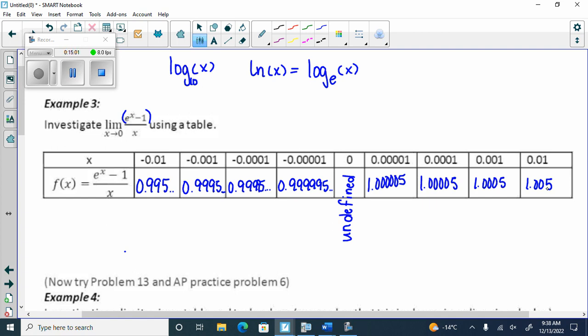Now remember, does the limit as x approaches 0 exist if from the left and the right it's approaching different things? If from the left and the right it's approaching different things, does the limit exist? If it approaches the same thing, does the limit exist? Can a left-handed limit exist and a right-handed limit exist, but the limit not exist? Yes.